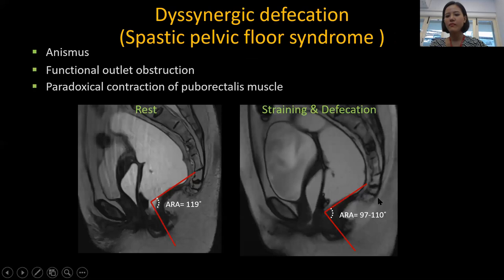Spastic pelvic floor syndrome or dyssynergic defecation, or you can call anismus, is a functional outlet obstruction characterized by prolonged or no defecation associated with paradoxical contraction of puborectalis muscle. You can see this in resting stage, ARA, and this is a straining and defecation phase. ARA should be obtuse or increased in straining and defecation phase, but in this patient, it's the same or more acute.